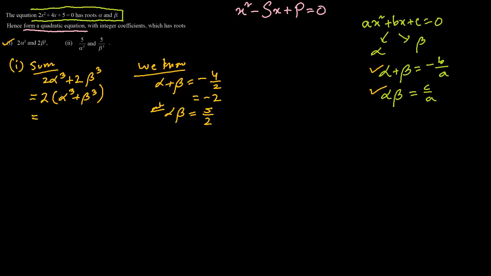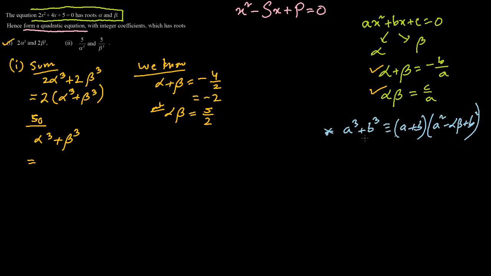Now we have to find the value of alpha cubed plus beta cubed. Remember the identity. This is an algebraic identity that you need to remember. a cubed plus b cubed is identical to a plus b multiplied by a squared minus ab plus b squared. So we can write alpha plus beta times alpha squared minus alpha beta plus beta squared.